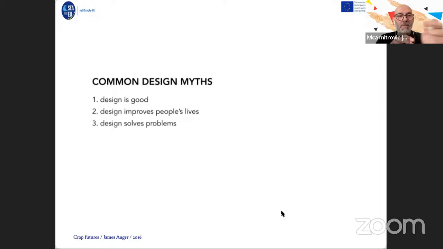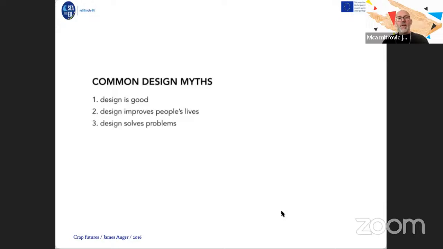And my colleague, James Auger, wrote about these three common design memes: design is good, design improves people's lives, and design solves people's problems. Which is of course true, but many times it's really, really untrue.